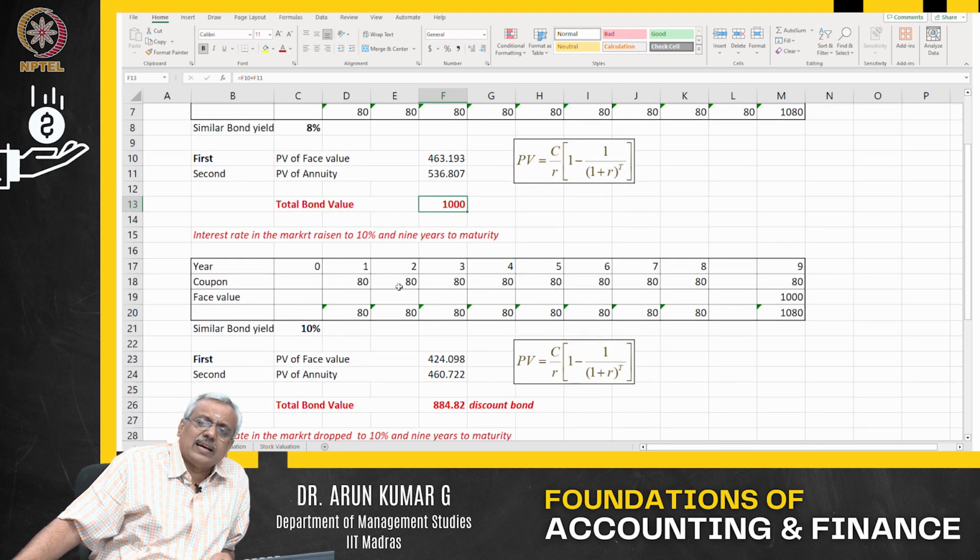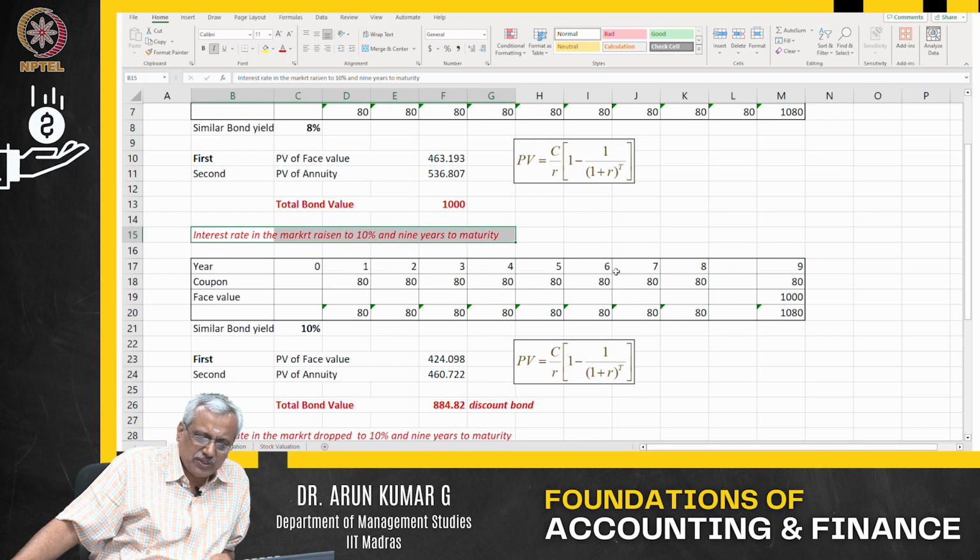Let us suppose that 1 year after the bond has been issued, the market interest rates rise to 10%. That means the bond has a life of 9 more years to maturity.